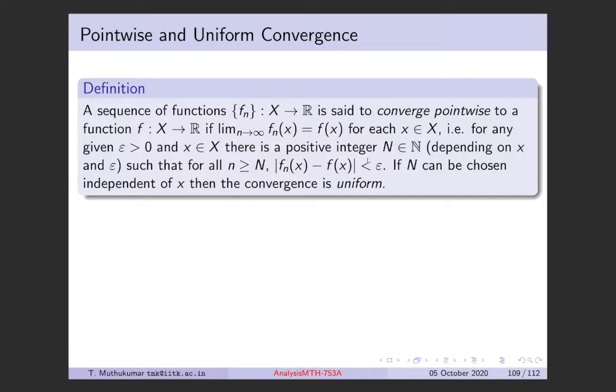Now if you can choose this N independent of the x, that is, the same N works for every choice of x in capital X, then you say that the convergence is uniform. That's what uniform convergence means. For every epsilon, the N that you obtain, which in general depends on both x and epsilon, is now independent of x, then it's uniform convergence.